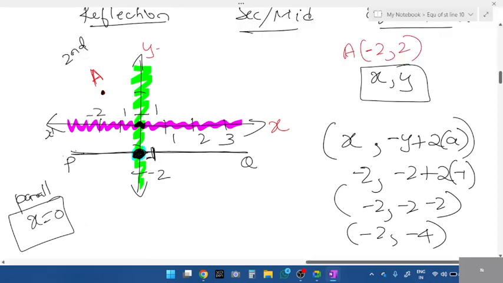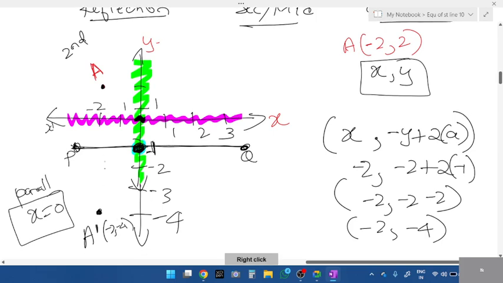So when the mirror is placed, PQ is the mirror. Remember, PQ is the mirror. It is intercepting at 1. That doesn't mean 1 is the mirror, students. PQ is the mirror here. Minus 2 comma minus 4 will be somewhere down the line here. This is A dash, minus 2 comma minus 4. Look at the distance.